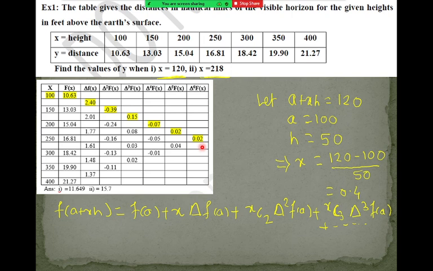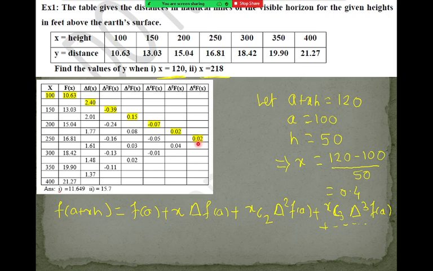For these 7 pairs, we already know a sixth degree polynomial is going to approximate this data. That means we can get a polynomial which best fits this data, and it is a sixth degree polynomial. Obviously this a is 100; we have taken a as 100. This is f of a, delta f of a, delta square f of a, delta cube f of a, and so on.